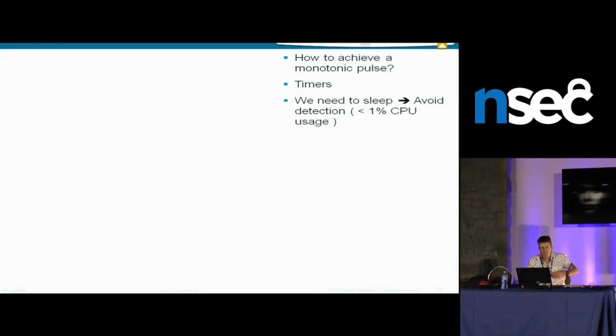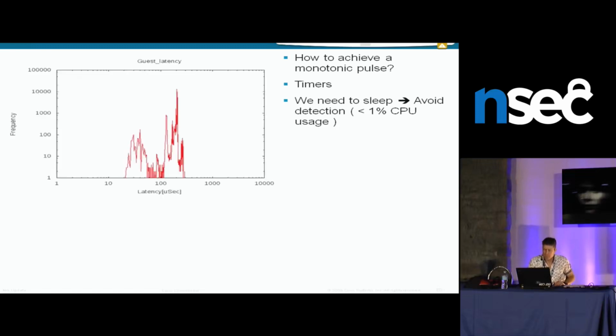Timers are good because we need to sleep, right? So we can define a period so that over that period of time, we just burn 1% of CPU. But there is a big problem with timers. There is jitter with timers. There is lots of jitter. This is a frequency distribution graph, log scale. And as you can see, with timers, there is lots of jitter, in the order of 100 microseconds, for example.